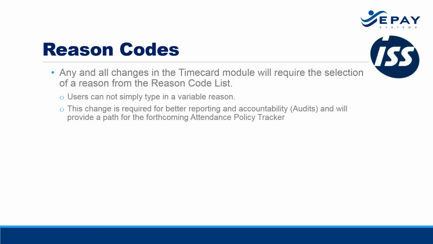So as you are aware, any and all changes in the time card module require a selection of a reason from the reason code list. Now, there are quite a few different reason codes, and I'm going to display all these momentarily. But the bottom line is the user cannot simply type in a reason. You have to pick one off the drop-down list. And when you pick one off the drop-down list, this change is going to be required to better report and better account when it comes to audit time, and provide you a path to the forthcoming attendance policy tracker.